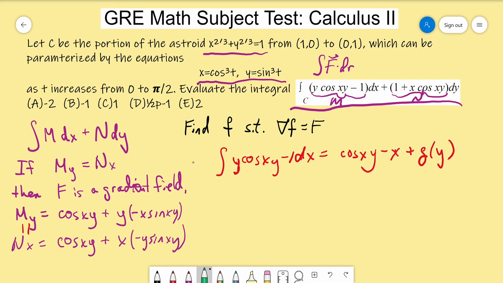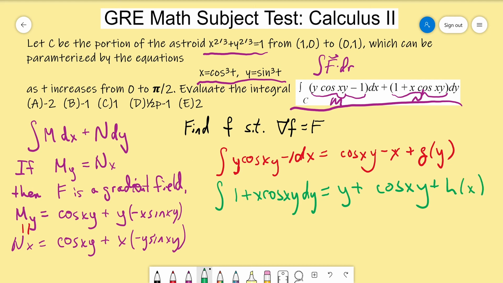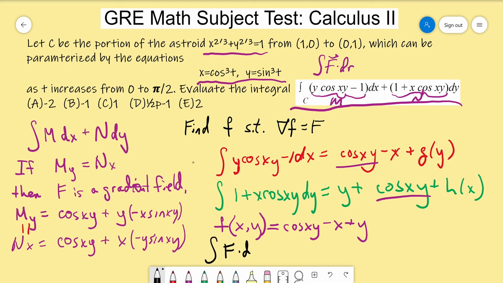And if we do the same thing for our function N, that's going to be the integral of 1 plus x cosine xy dy. We're going to get y plus, again the x is going to cancel out, and we get cosine xy plus some h of x. So we can see that the cosine of xy appears in both of these. So our potential function f is going to be cosine xy minus x plus y. And now our integral, which we can write as F dot dr along C, because F is a gradient field, it has to be path independent, which means we can just look at the value of the potential function at the endpoints.